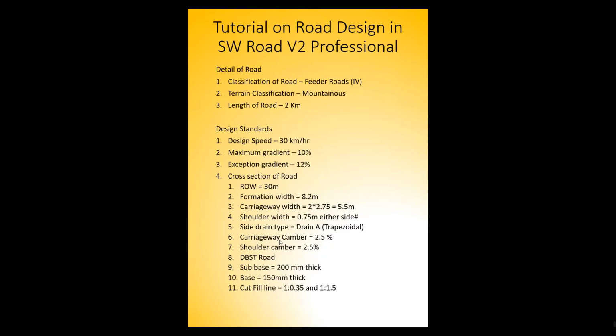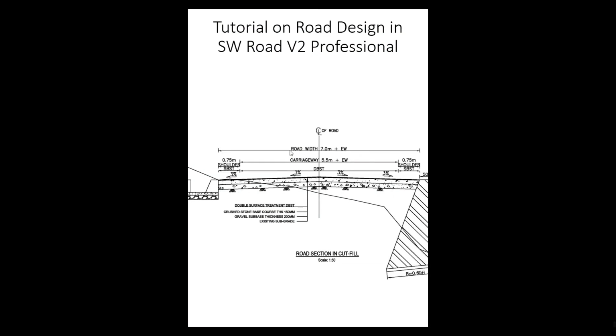The type of side drain will be drain A, trapezoidal, and the camber slope of the carriageway will be 2.5%, and the shoulder camber will be the same as the carriageway camber, 2.5. The road will be a DBST road, double bituminous surface treatment road. The thickness of the subbase we're going to limit to 200 mm, and the base will be 150 mm thick. For the cut slope and the fill slope, we'll go with 1 is to 0.35 and 1 is to 1.5. You can see it in the figure.